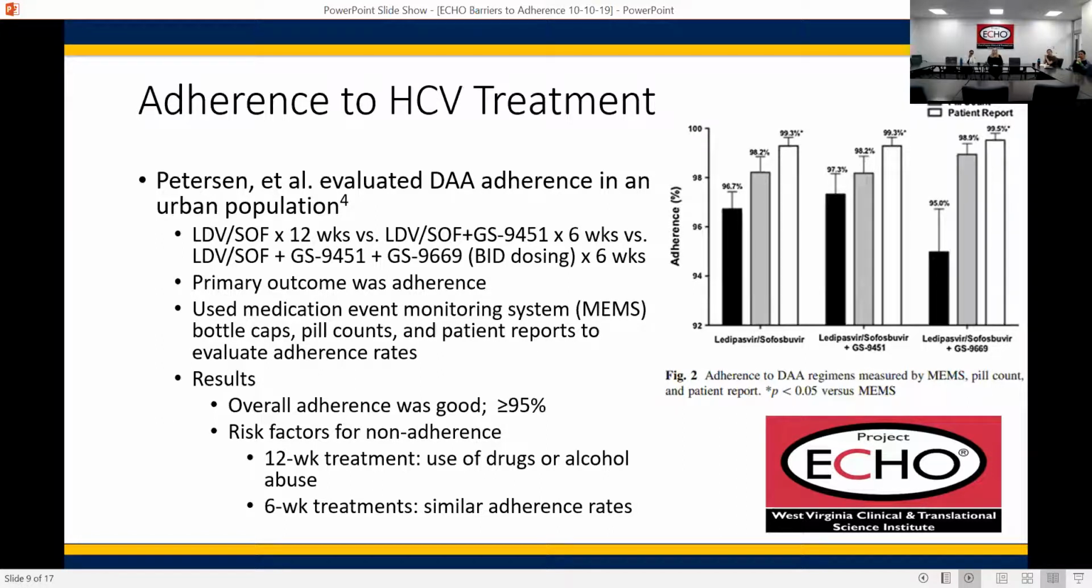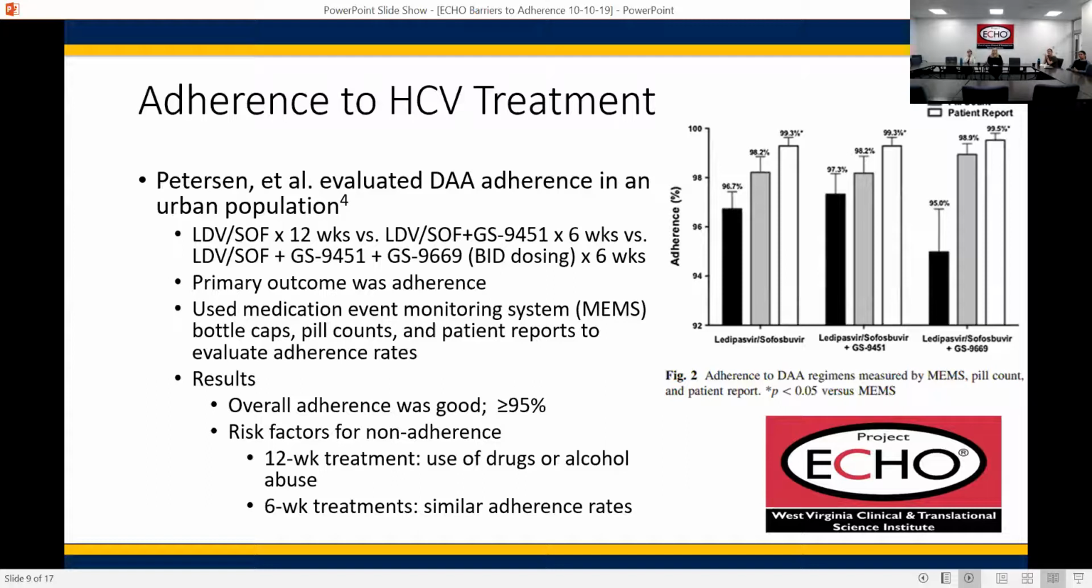But what they did here is they did Harvoni by itself, so 1 pill once a day for 12 weeks, the standard therapy. Then they did Harvoni plus another medication. So this was 2 pills, but still once a day, but only for 6 weeks. And then looked at Harvoni plus 2 other medications.